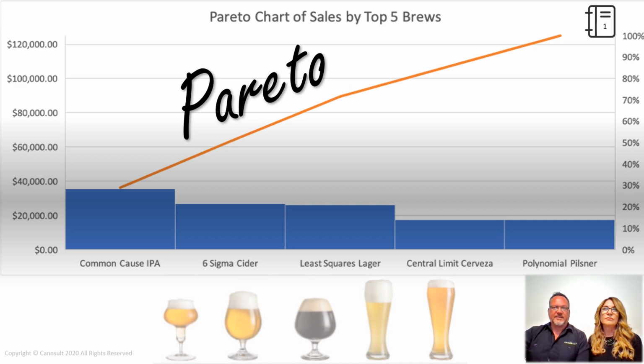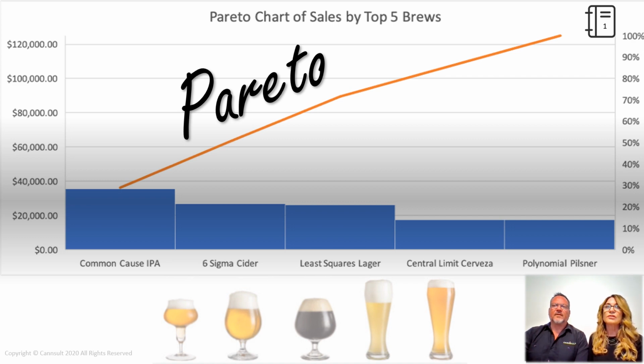There are two y-axes, the primary on the left and the secondary on the right. The Pareto y-axis max indicates the sum of all values on the chart. So we can look at the top of the primary y-axis and see that the total revenue generated by these 5 beers was $120,000. This gives us a visual then of how much of that 120K came from each of the categories.